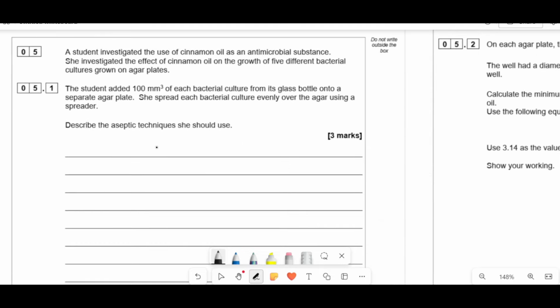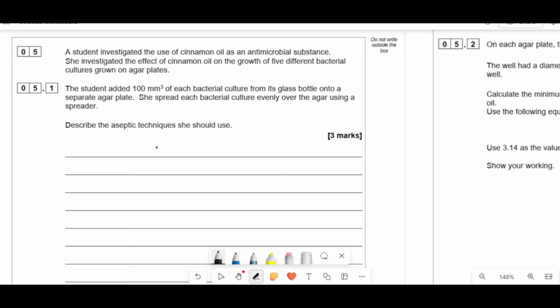A student investigated the use of cinnamon oil as an antimicrobial substance. She investigated the effect of cinnamon oil on the growth of 5 different bacterial cultures grown on agar plates. They added 100 millimeters cubed of each bacterial culture from its glass bottle onto a separate agar plate. They then spread each bacterial culture evenly over the agar using a spreader. Describe how aseptic techniques should be used. Well, sorry, which ones she should use.